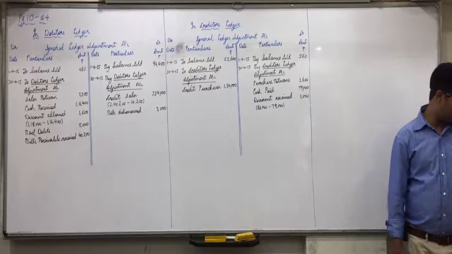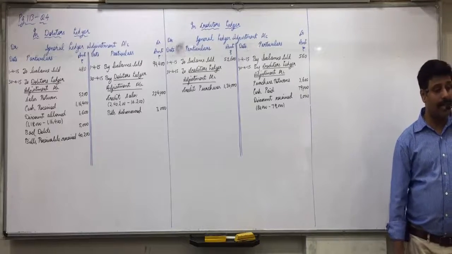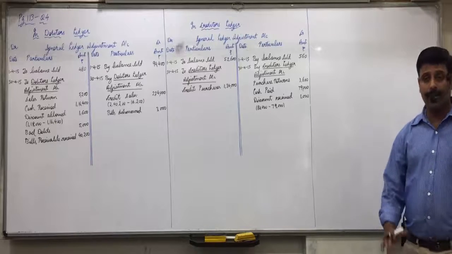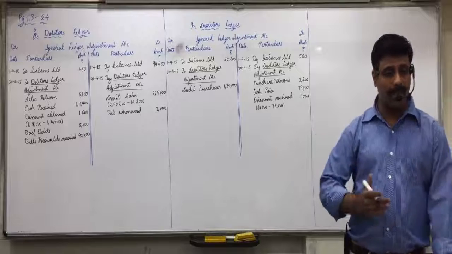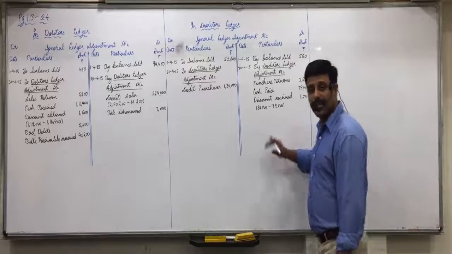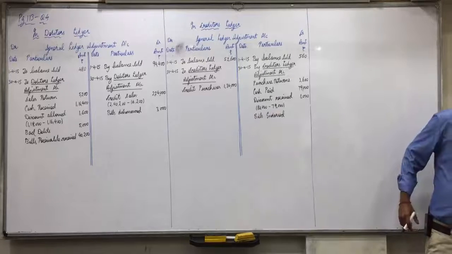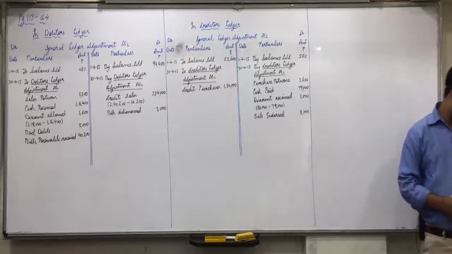Then now bills receivable endorsed in favor of creditors 8,000. Where will we record? Yes, creditors to bills receivable. Creditors are the receiver and the bills go out. To bills receivable means in the general ledger we will write on the credit side. Bills endorsed 8,000.